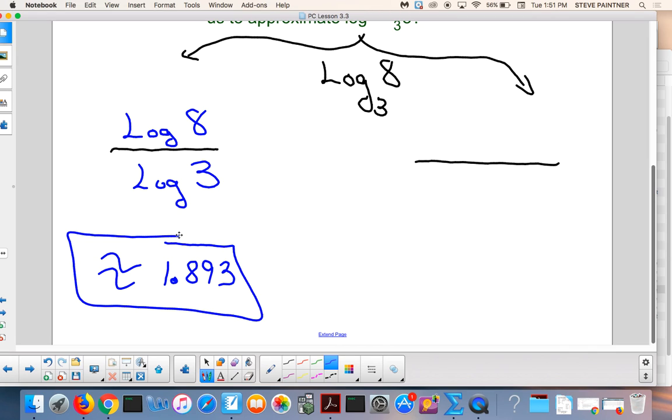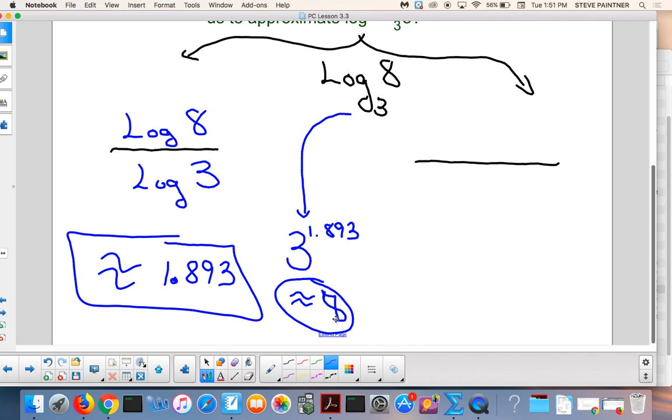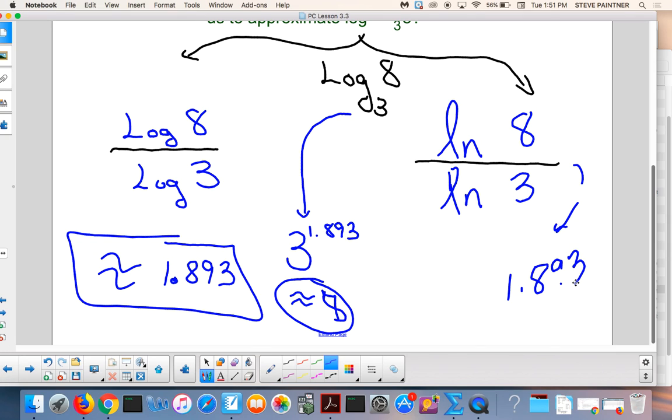Is she right? Well, the only way I'd really know if she's right is to do this. Take the number 3, raise it to the 1.893. Do you get roughly what? Oh yeah, I'm sorry, it's 8. It's 8, my fault. Do you roughly get 8? Yes? Okay. Now there's another way to do it. You don't have to do common log, base 10. Chris, how did you do it? I did ln of 8 over ln of 3. Do you still get 1.893? Okay.